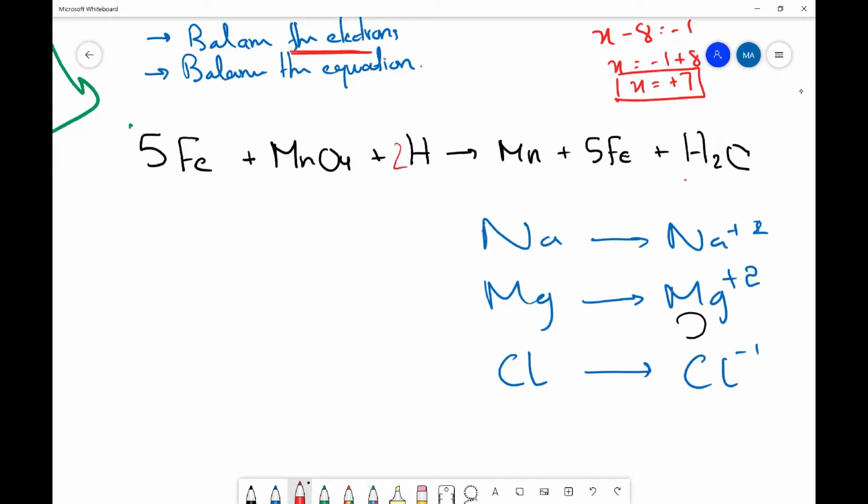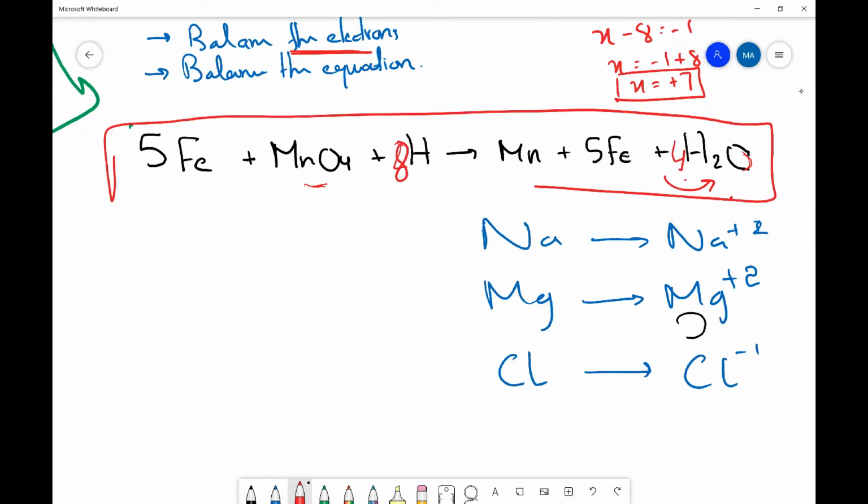But again, see, there are 4 oxygens here, and you just have 1 oxygen. So if you multiply this 2 in front of H2O, no, 4 because oxygen is 4, this is going to become 8 because 4 2s are 8. So now this equation, I think, is balanced. This is the final equation that you have.